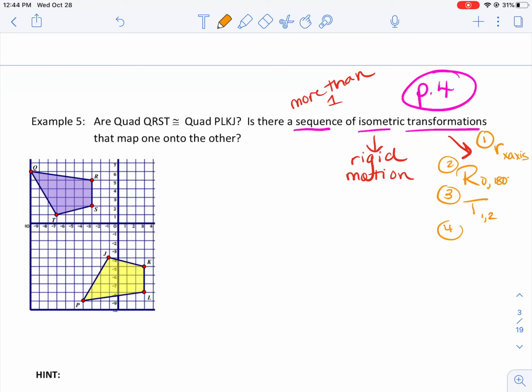We also have a dilation. We're going to cover that in a whole other unit, but really it's this guy, and this guy.